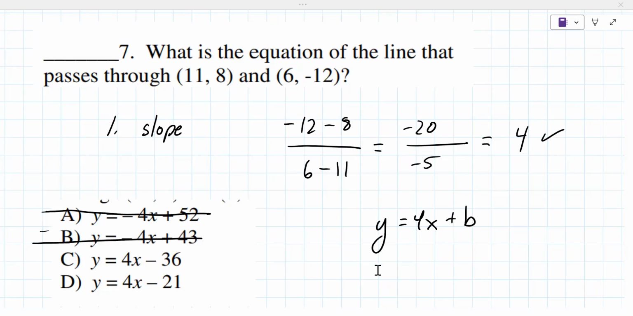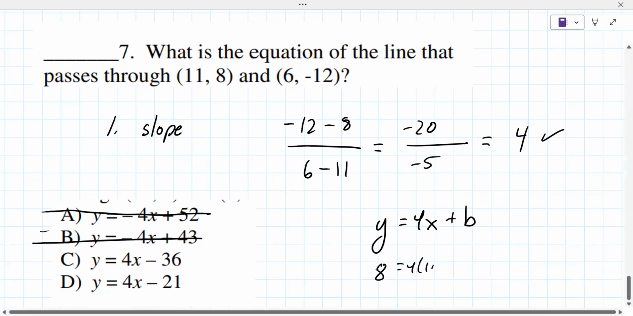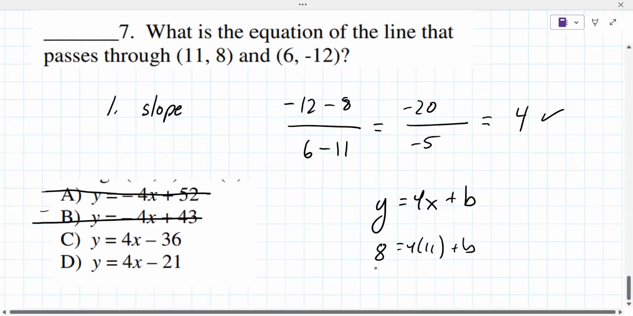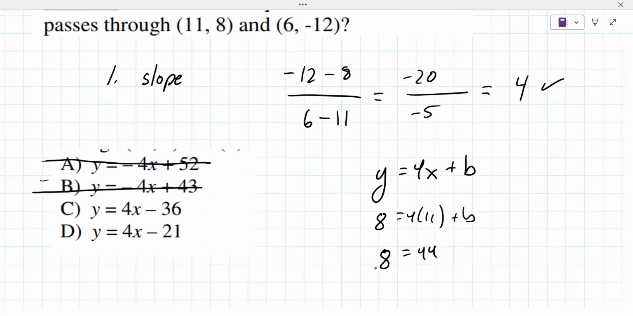Okay, so let's see here. 8 equals 4 times 11 plus b. 8 equals 44 plus b. b equals minus 36. You got it. Good.